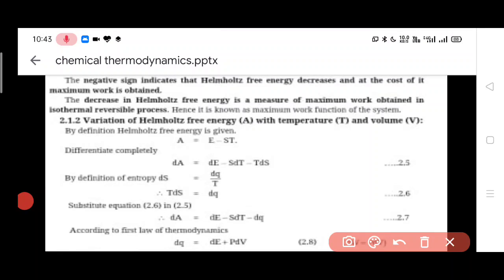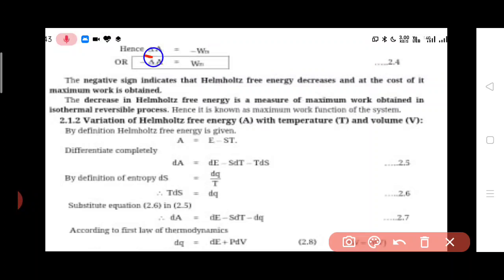Therefore delta A = minus Wm, and minus delta A = Wm. This negative sign indicates that Helmholtz free energy decreases at the cost of maximum work obtained. This negative sign indicates that Helmholtz free energy decreases at the cost of maximum work, because this is the maximum work. So this is the physical significance of Helmholtz free energy.